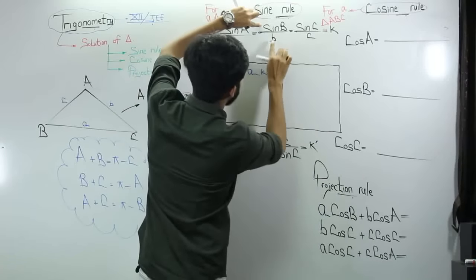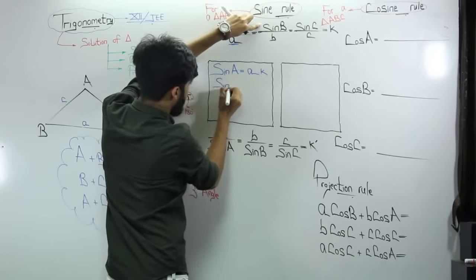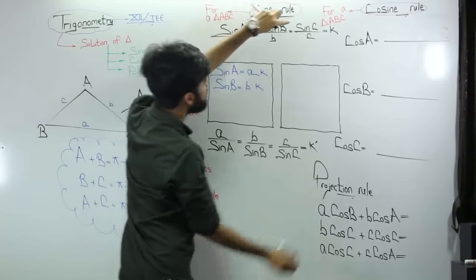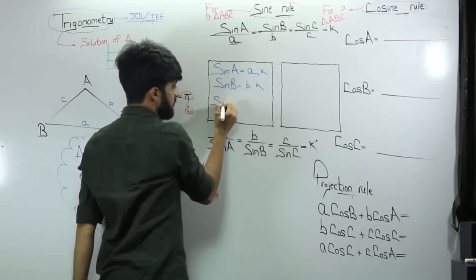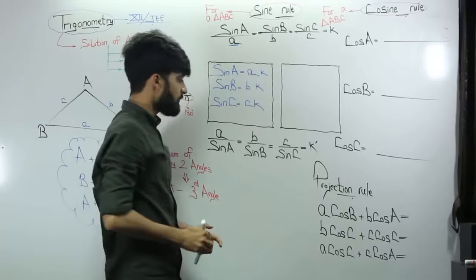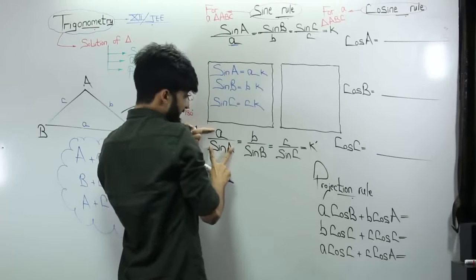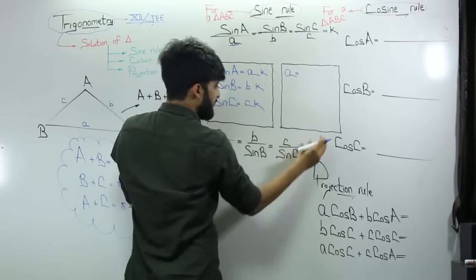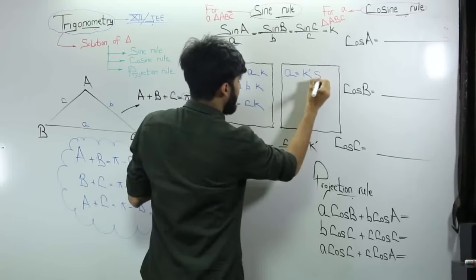Here also, sine of B: cross multiply this b on right hand side, sine of B is b into K. Here also, cross multiply that c, you will understand sine of C is c into K. Here if I try to cross multiply this sine A on that side, you will understand a is that K dash multiplied by sine of A.